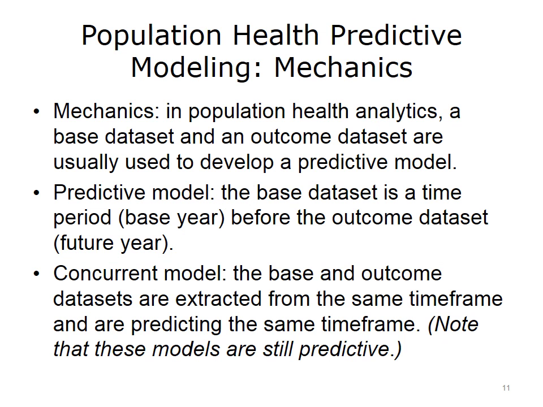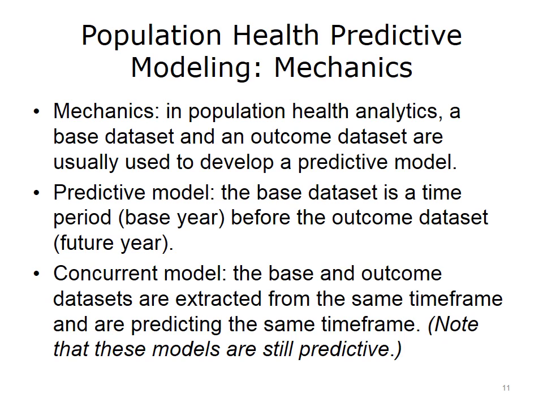In population health analytics, a base dataset and an outcome dataset are usually used to develop a predictive model. Often, the base dataset is a time period, the base year, before the outcome dataset, the future year. The models produced through this method are often called predictive. Sometimes base and outcome datasets are extracted from the same time frame. These models are sometimes referred to as concurrent models, as they are predicting the same time frame. Note that these models are still predictive, however.